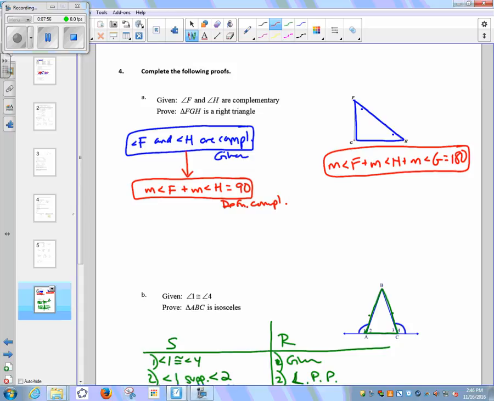What's the reason? Yep, triangle sum. Right? Sum means add them up. Right? Triangle sum theorem. Well, if the measure of angle F plus measure of angle H is 90, I can now combine this and this and take out the F plus H and replace it with what F plus H is equal to. In other words, 90. So 90 plus the measure of angle G equals 180.